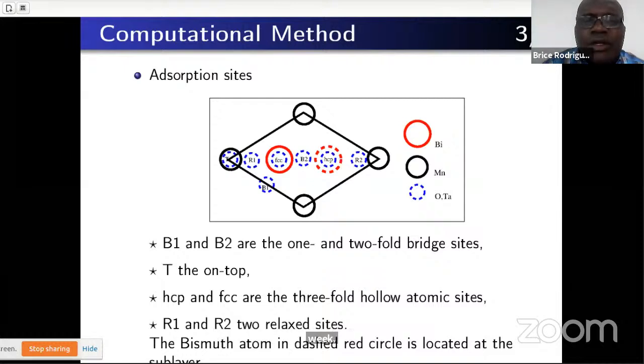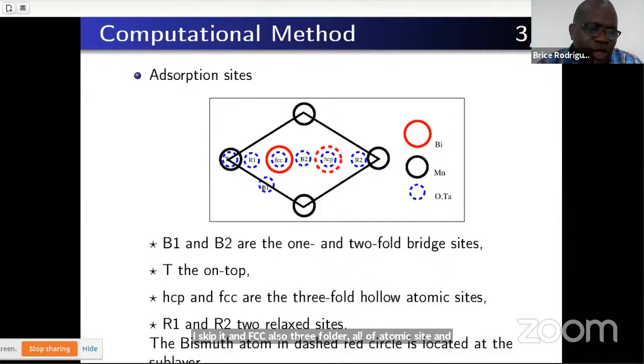We consider 7 adsorption sites. B1 and B2 are the 1 and 2 fold bridge sites. T is the top site. HCP and FCC are the 3-fold hollow atomic sites.